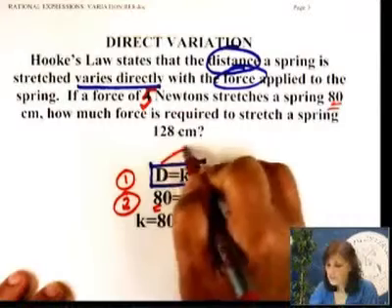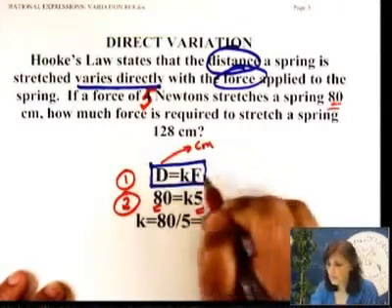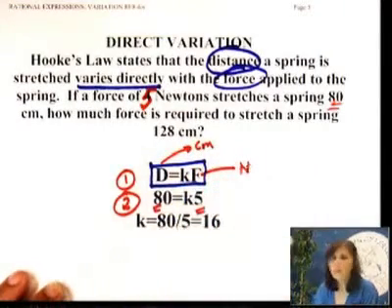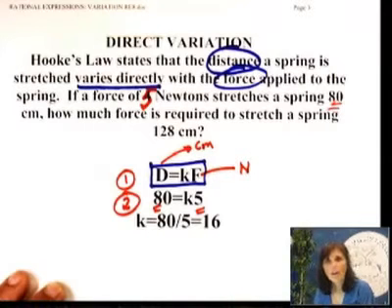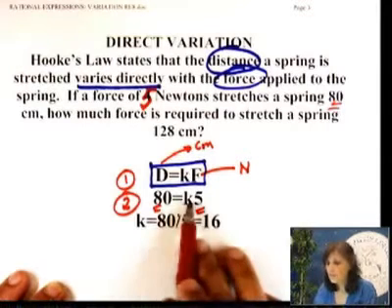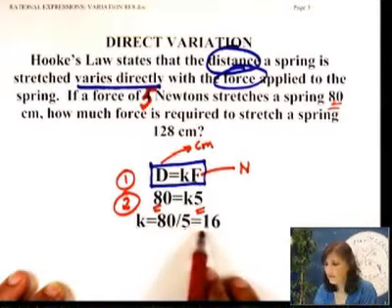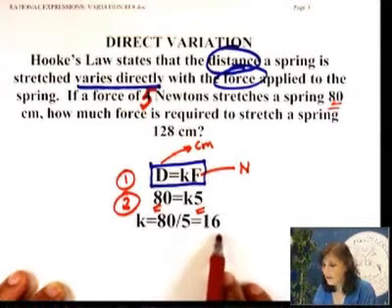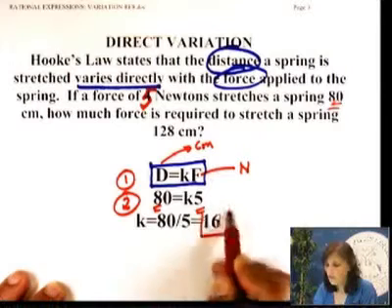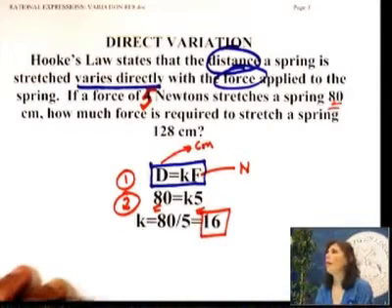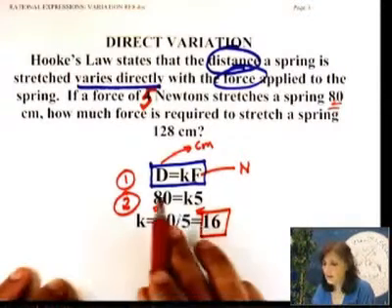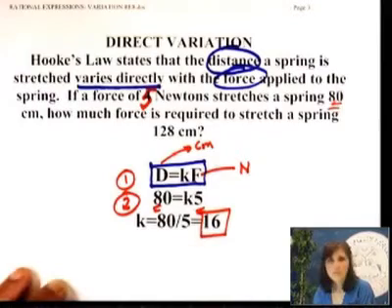Now distance is measured in centimeters at this point, and F is measured in newtons. So you have to be consistent with that. 80 equals K times 5. That means K equals 80 divided by 5. Is that right? That's correct. So K is 16 when you have the force in newtons and distance in centimeters.